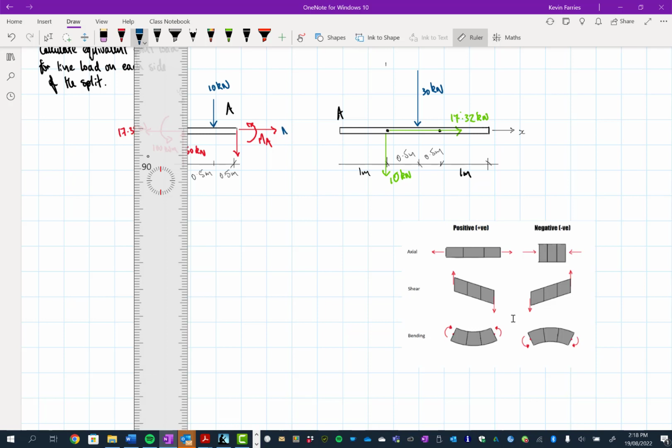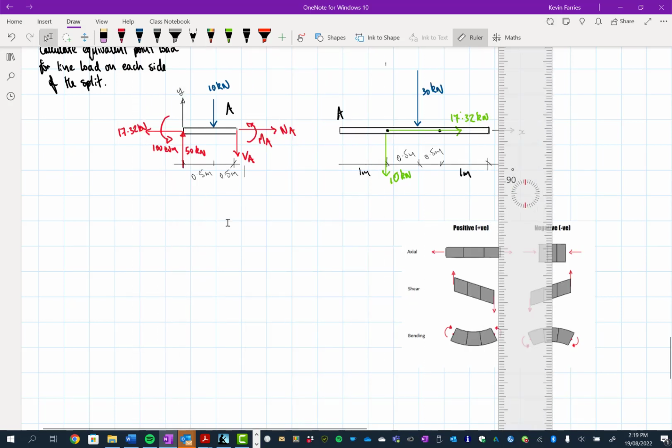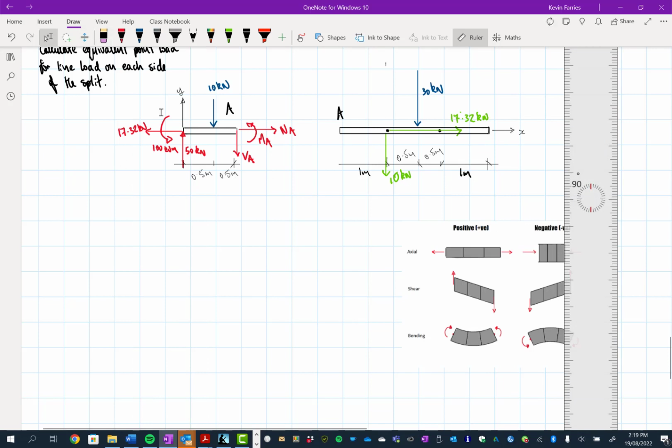So that would be NA for axial force or normal force. That's where the N comes from, axial force or normal force. And the shear force, VA. Okay, so now we're up to the stage of finding these.